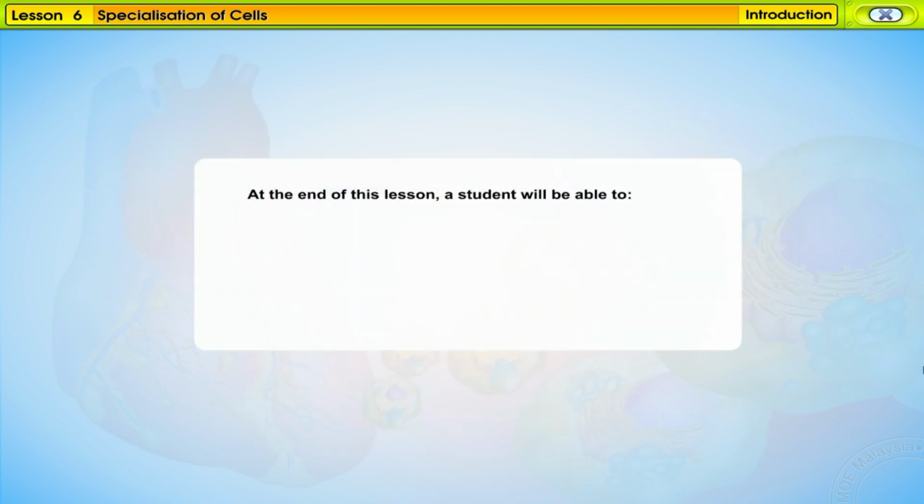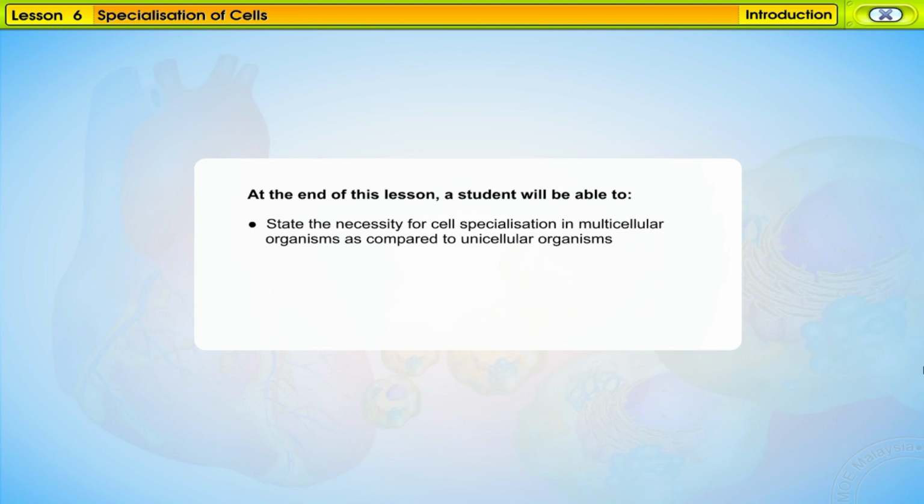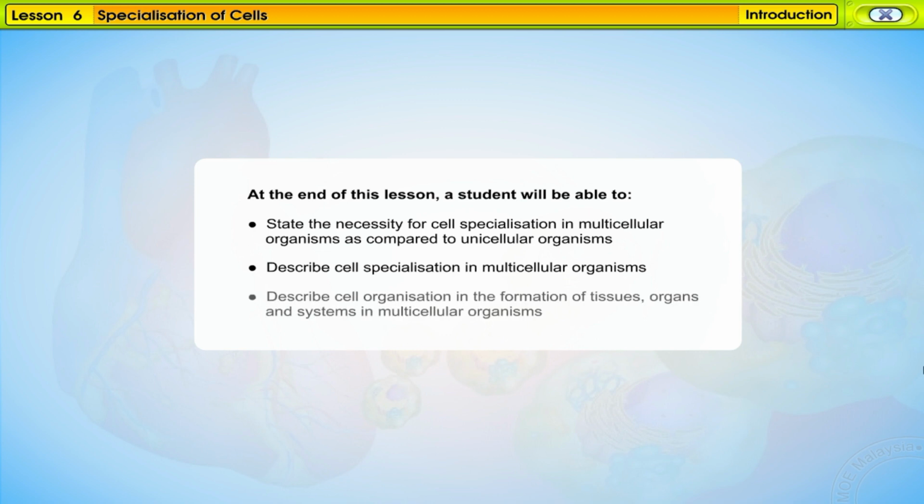At the end of this lesson, a student will be able to state the necessity for cell specialization in multicellular organisms as compared to unicellular organisms. Describe cell specialization in multicellular organisms. Describe cell organization in the formation of tissues, organs and systems in multicellular organisms.